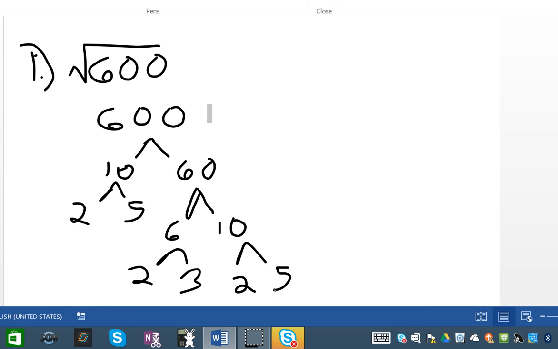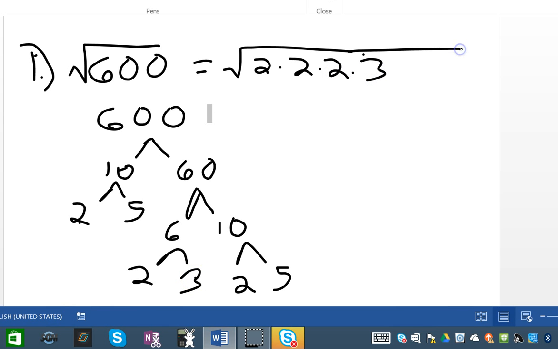All right, so I can rewrite the square root of 600 using just these factors that are on the bottom. I'm going to start by writing the 2's first. I have 1, 2, 3 2's. So 2 times 2 times 2. I only have one 3, so times 3. And then I have two 5's. So times 5 times 5. So 600 is the same thing as saying 2 times 2 times 2 times 3 times 5 times 5.